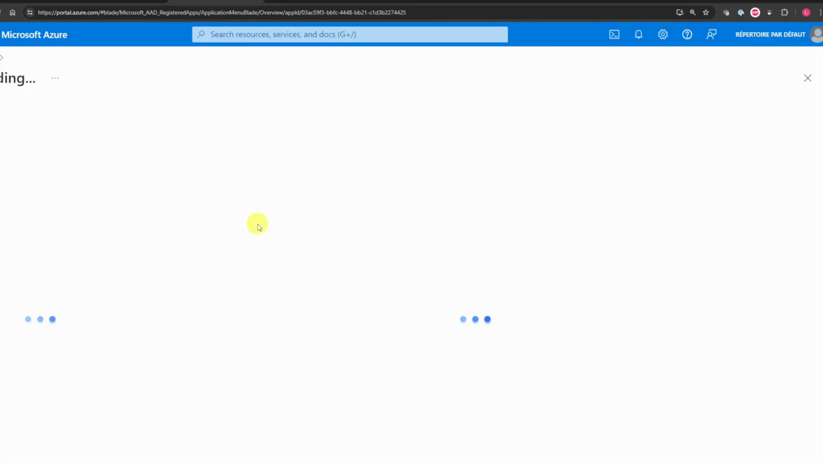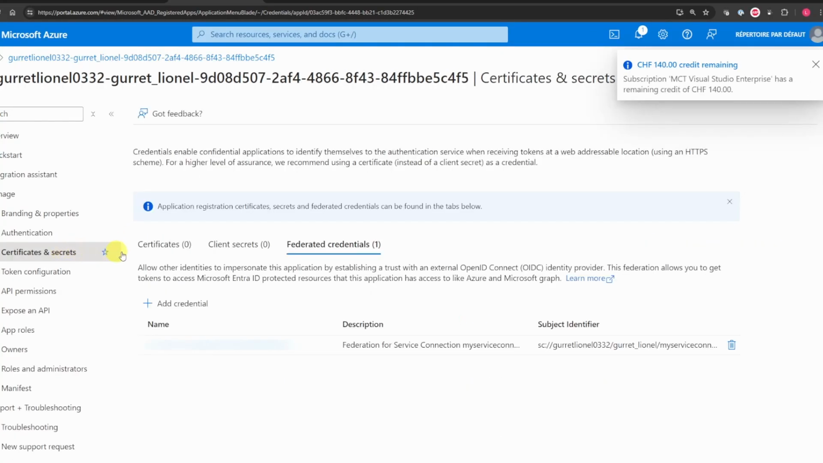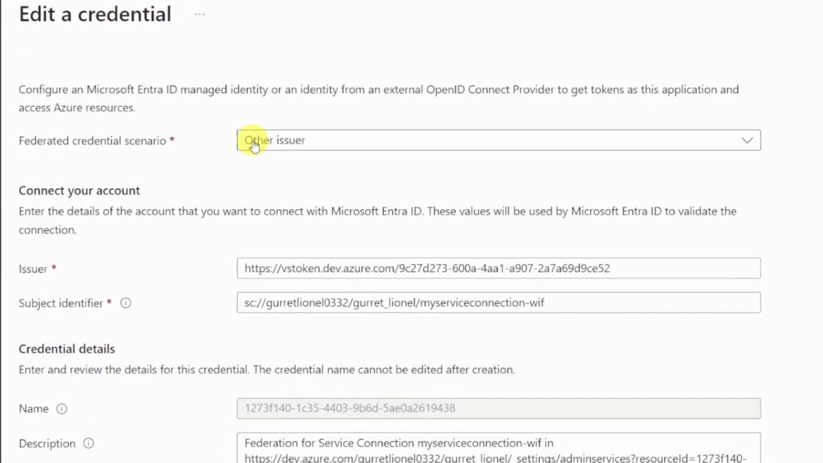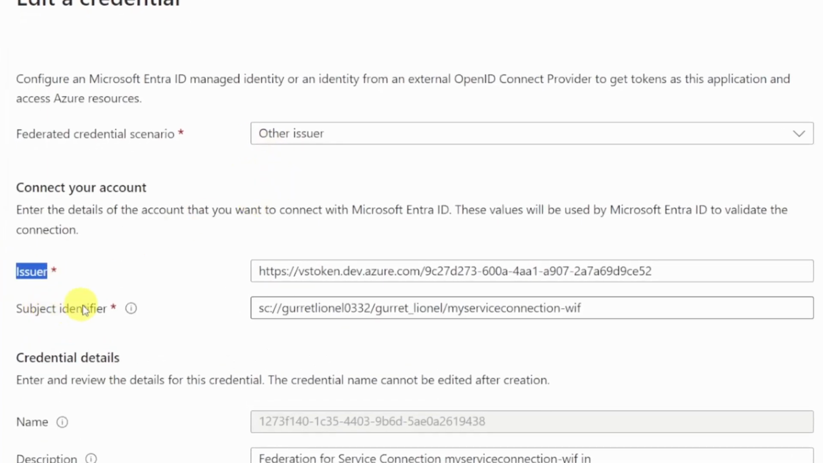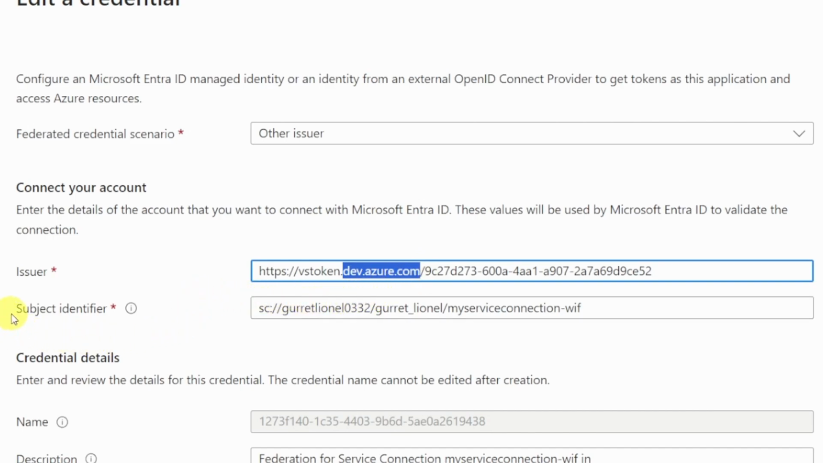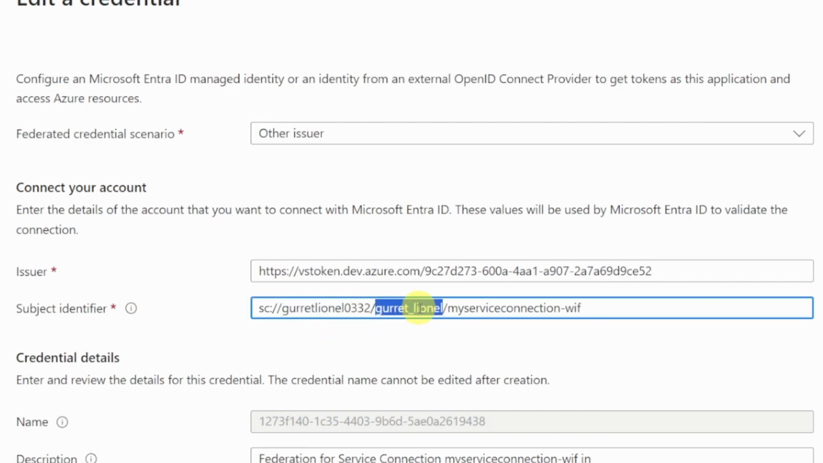We can see that we have no secrets, but in the credential menu, you will find a federated credential. It's mainly composed of an issuer and a subject identifier. In the issuer, we can see the domain name dev.azure.com, so we can assume that it was provided by Azure DevOps. And in the subject identifier, we have the name of my organization, my project, and my service connection. This will ensure that the app registration and its targeted service principal are indeed linked to my service connection.